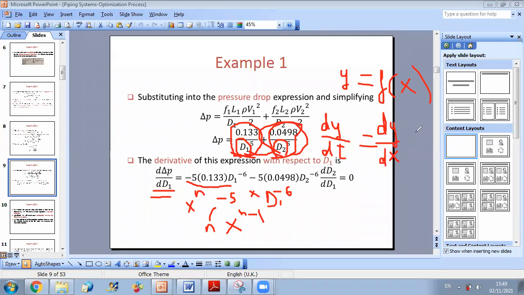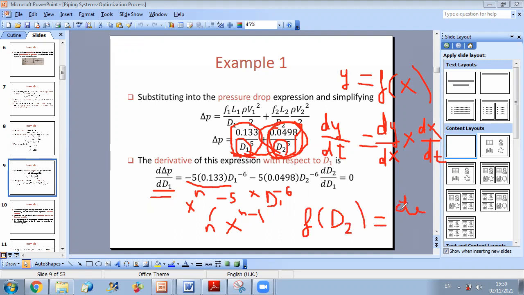In this example, y is delta P, which is D1, and x is D2. Okay, so now when I derive delta P with respect to D1, in particular this term, I'm deriving this term. Its y is a function of D2. Okay, and I want to derive this function, 1 over D2 to the power 5, with respect to D1. So I will apply the concept of the chain rule, where my function f of D2 is a constant over D2 to the power 5.